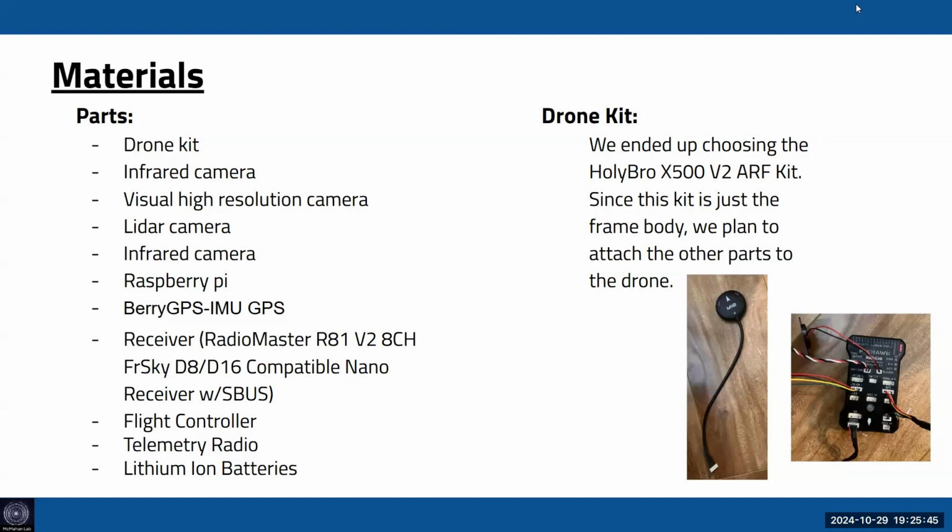The flight controller is essential for stabilizing the drone and executing flight commands, including autonomous flight and data collecting missions. Our receiver, which is the radio master, is required to communicate with the remote controller, which is allowing us to test out the drone before we let it go autonomous. The telemetry radio allows real-time data transmission between the drone and the ground control station, enabling live monitoring and adjustments during flight missions. So we're going to be using lithium ion batteries, and those batteries are necessary to power the drone and the remote controller.